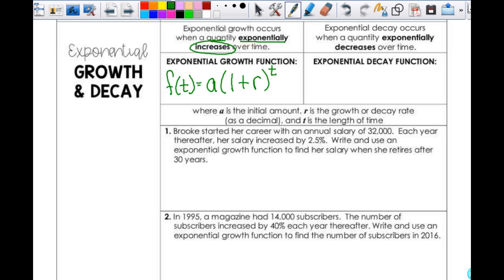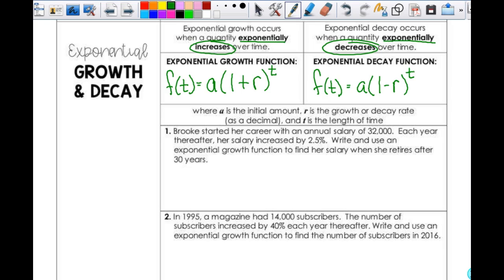But then you also have exponential decay. So if it exponentially decreases, then that means I'm not adding the rate, it's being subtracted. So f of t is going to be equal to a times 1 minus r to the t power. Okay, it's a function of time. So it says where a is the initial amount, r is the rate of growth or decay as a decimal, and then t is the length of time.